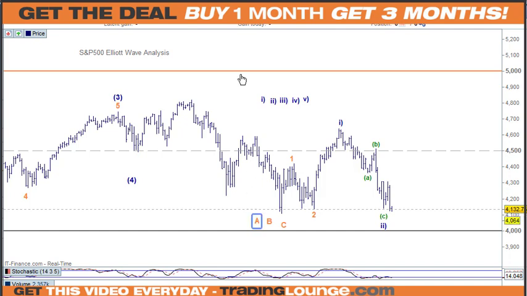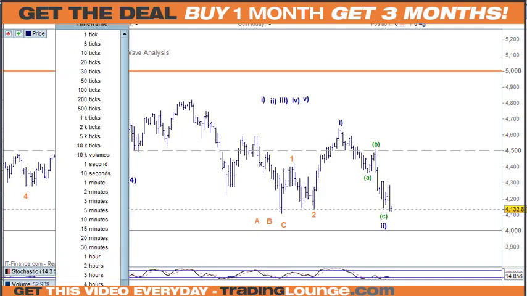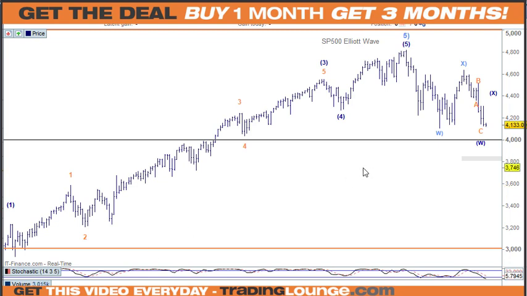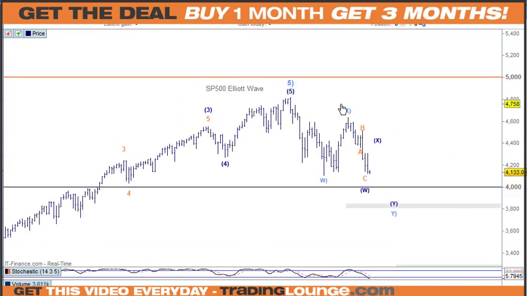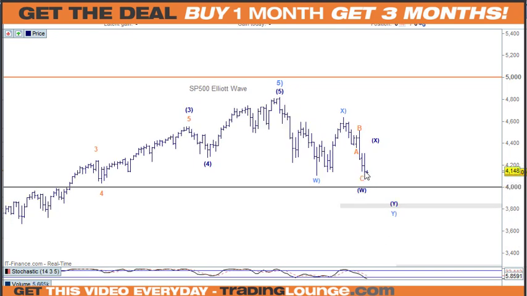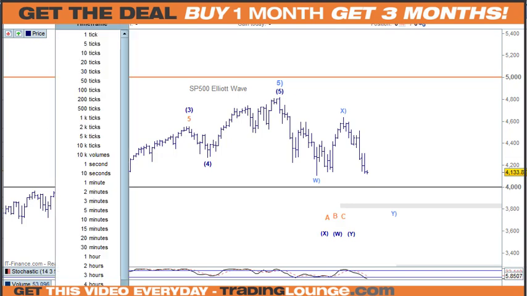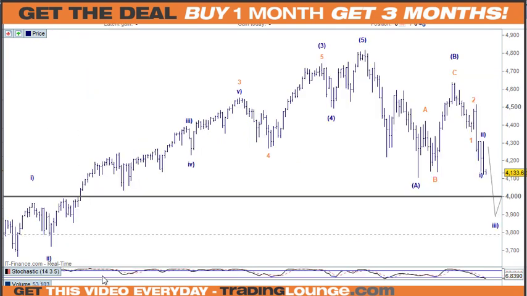So we also had a count here for a WXY scenario coming down here, but we never got the push up high enough for wave X, so we can also remove this particular count as well. So that's good news, and that leaves us with just one count. And let's go in and have a look at that, which is on this chart.